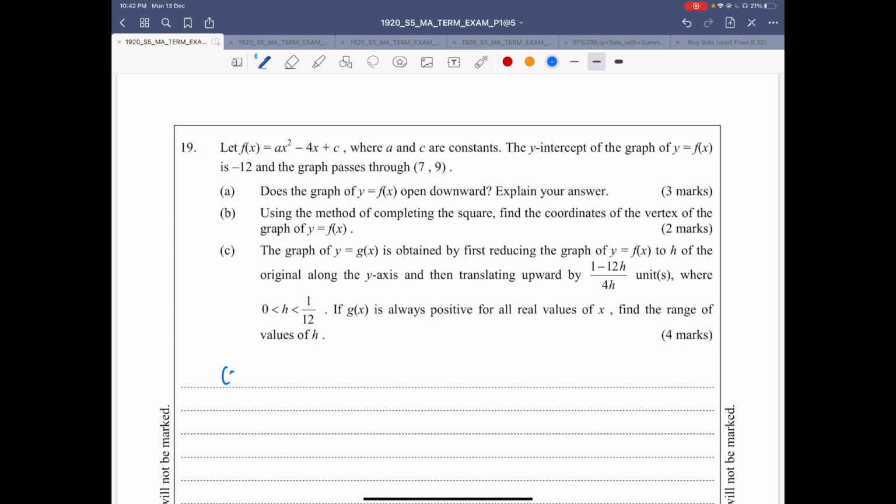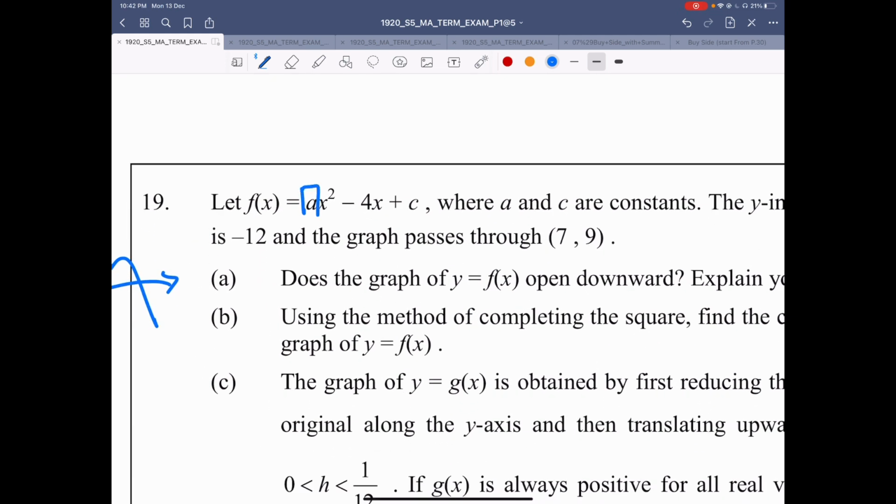For example, for part A, does the graph y equals f(x) open downward? Alright, so what does open downward mean? Open downward means a shape like this. So how do we determine whether it's open upward or downward? We need to look at the value of a. If a is positive, then it should open upward. If a is negative, then it should open downward.